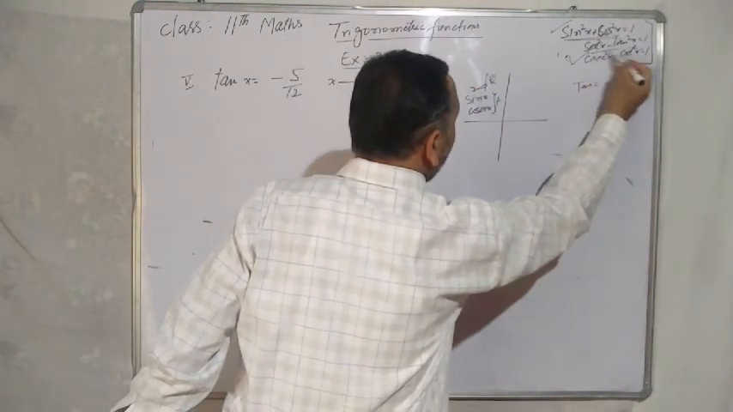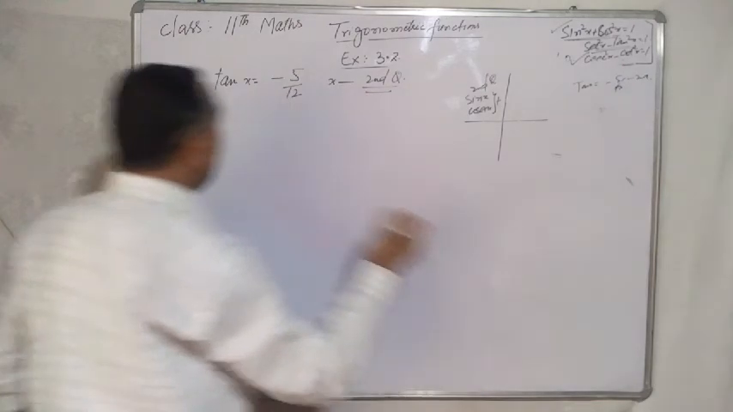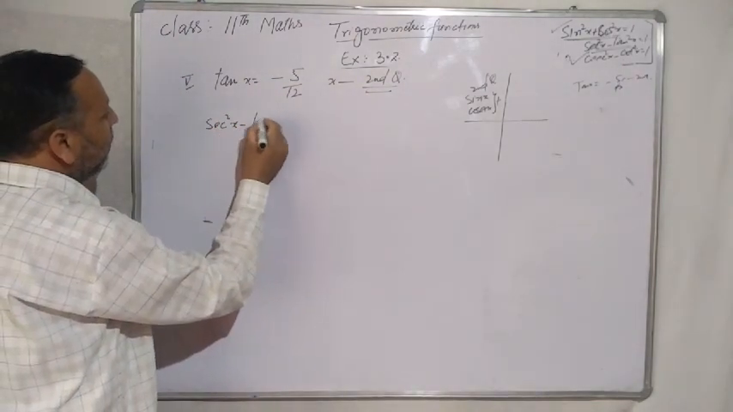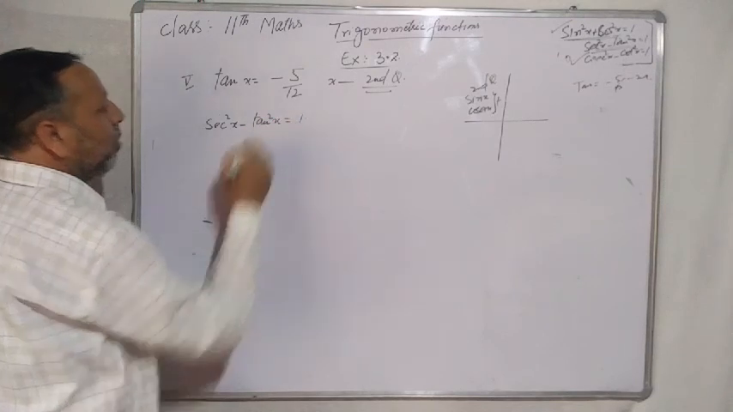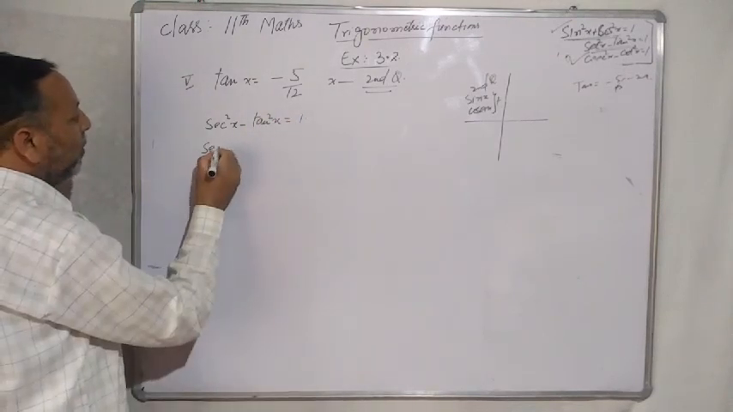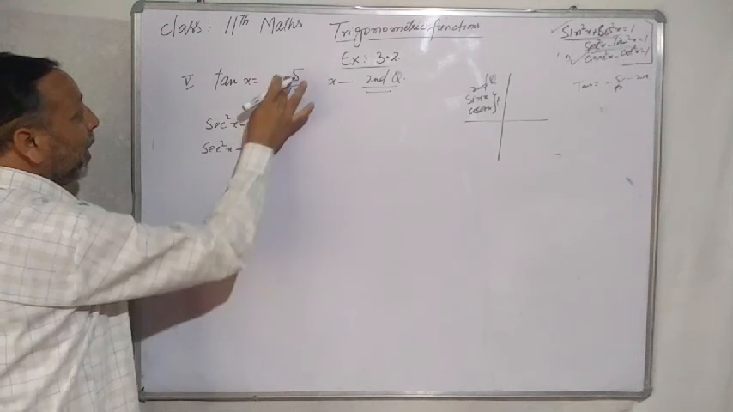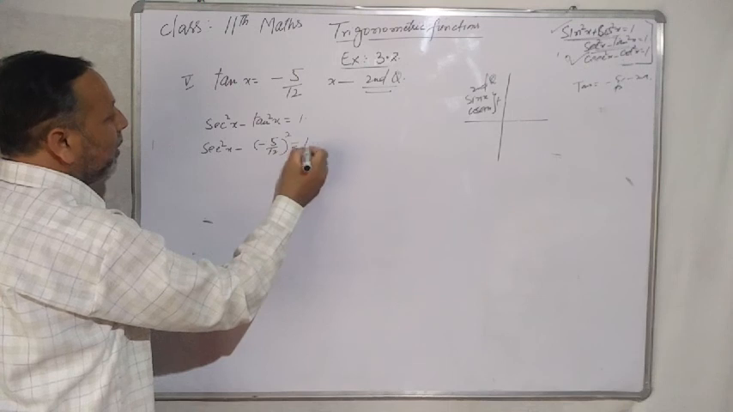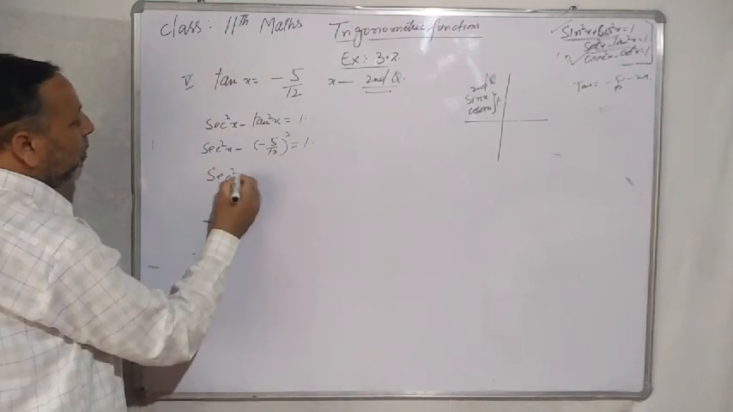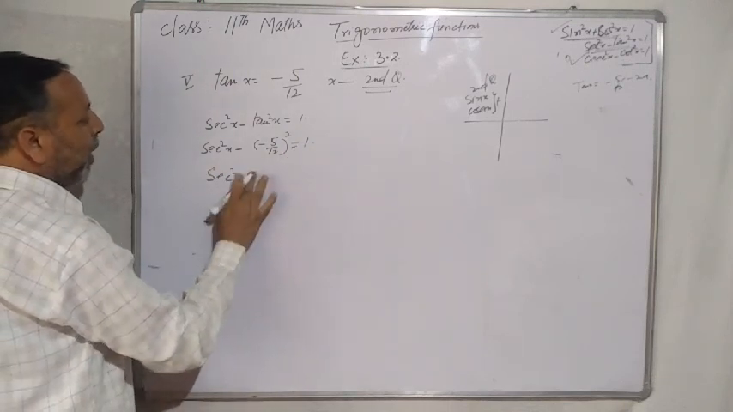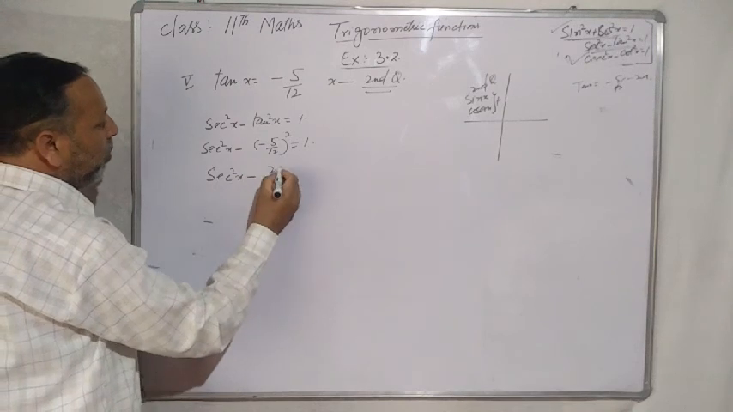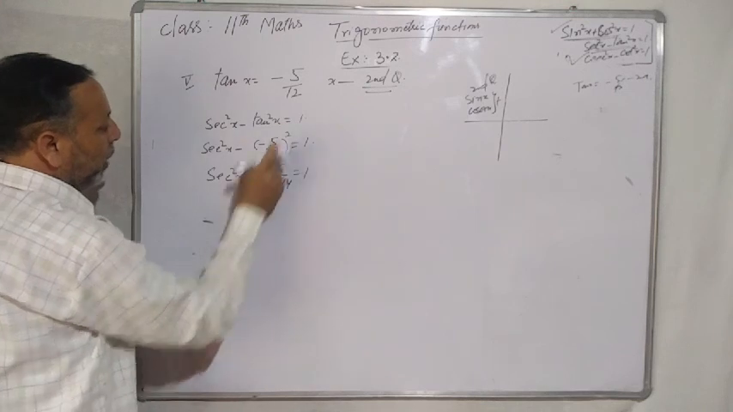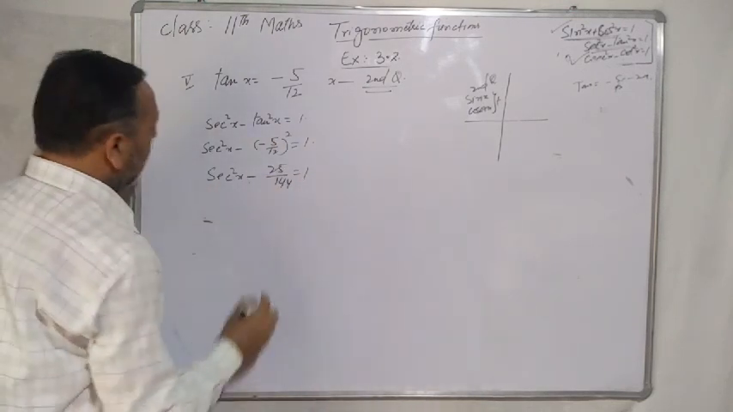Use this identity, sec square x minus tan square x is equal to 1. We have sec square x minus tan x, which is minus 5 by 12, whole square, is equal to 1. Or sec square x plus 25 by 144, since 5 square is 25 and 12 square is 144, is equal to 1.